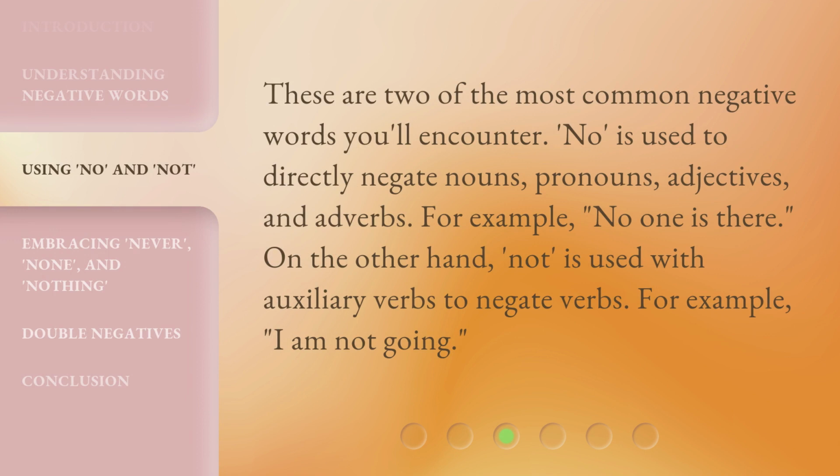These are two of the most common negative words you'll encounter. No is used to directly negate nouns, pronouns, adjectives, and adverbs. For example, no one is there. On the other hand, not is used with auxiliary verbs to negate verbs. For example, I am not going.